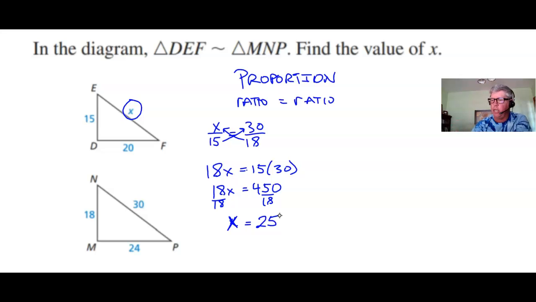The book does x over 30 because those are corresponding sides, the two longest sides, and then over any other known pair. So maybe I take the 15 over 18. Corresponding, same direction. If I start with the x over 30, I do the 15 over 18. And you're like, Mr. Sayers, see, I got a different thing.